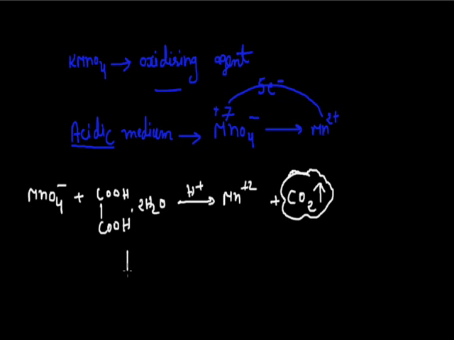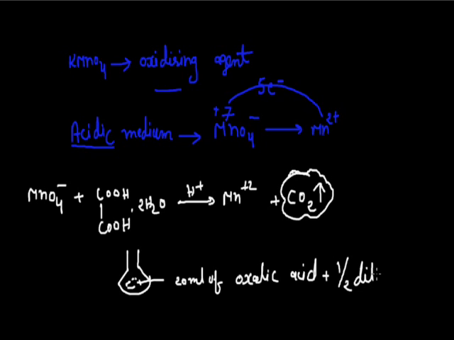The conical flask contains 20 ml of oxalic acid plus half a test tube of dilute H2SO4. Before starting the titration, we heat this conical flask up to 50 to 60 degrees centigrade, and for the heating we use a water bath or a burner. When using the burner, we use a wire gauze. By heating at this temperature, the CO2 gas, as soon as it is formed, is removed from the conical flask.